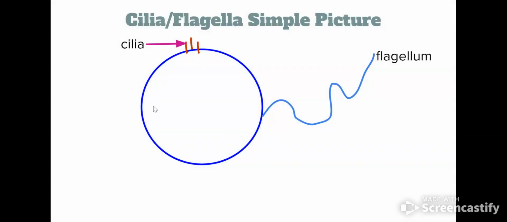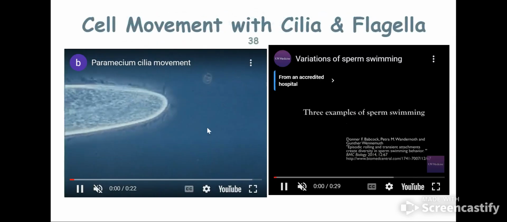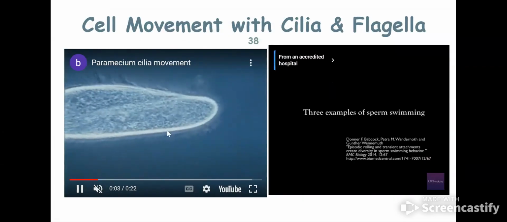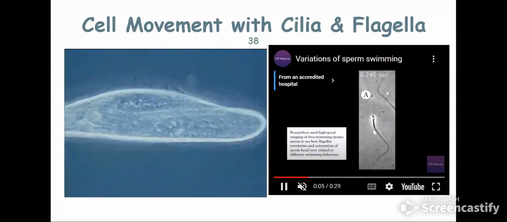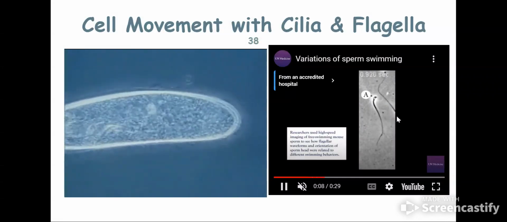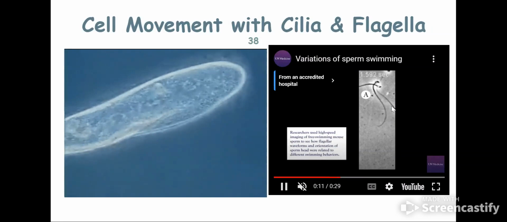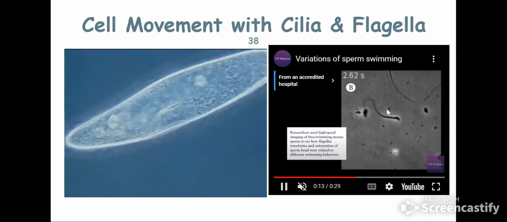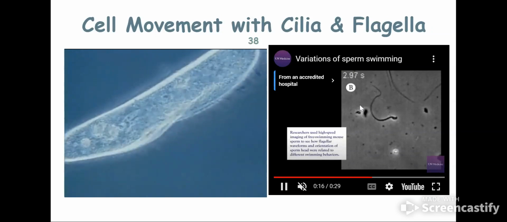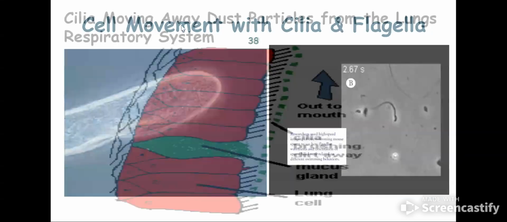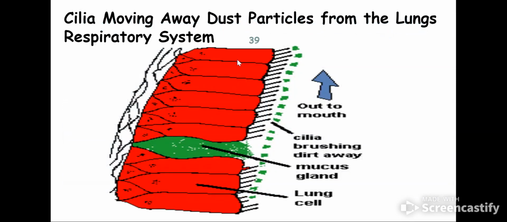Here's a sample picture. You've got a cell, these little hairs sticking out are cilia. The tail is the flagellum. Looks almost like a balloon. Just a picture of cilia and how movement happens with that in a paramecium. And over here, you've got sperm swimming. And again, that sperm has a lot of mitochondria in it as well because it takes energy to move that tail. This is just an example in your lungs. Our lungs have cilia, and they help move dust away from our respiratory system.